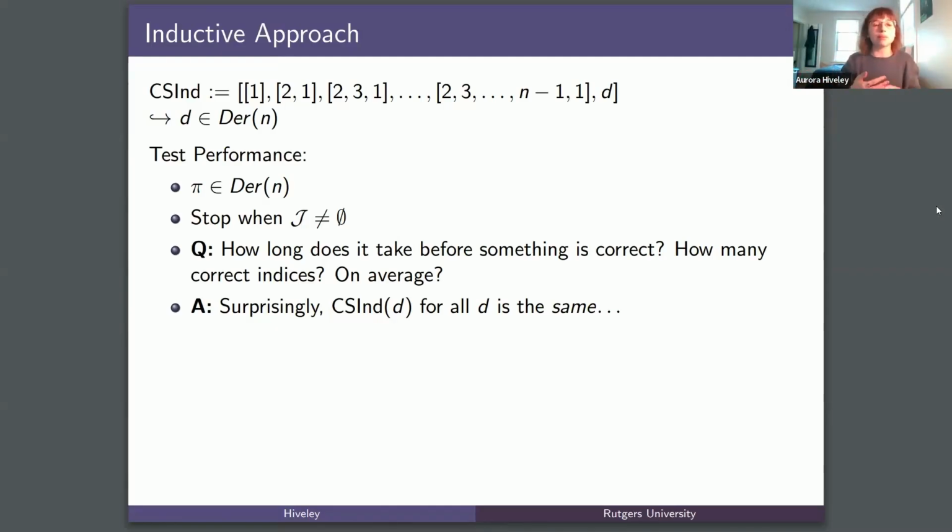And I'm going to stop when my set of correct indices is non-empty. So when at least one of my indices is correct, I want to know how long it takes before something is correct, and how many correct indices you have at that point in time, maybe on average across all possible derangements that Aurora could think of. So again, if I take one uniformly at random, how well am I going to do? Surprisingly, this inductive strategy, when I consider any possible derangement for my nth component, is the same. And I'll show you what I mean by that.